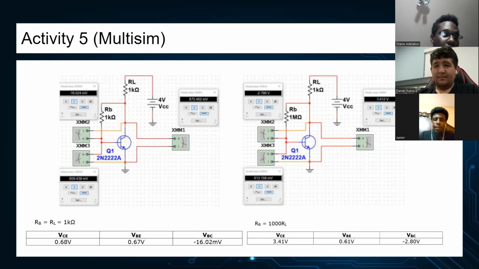And you can see that with the equation that we have at the bottom, we got RB equal to RL equal to 1K ohms, and the other side is RB equal to 1000 RL. And we have VCE equal to 0.68 V, VBE 0.67 V, VBC, as you can see, negative 16.02 mV. Basically, it's the same values that we have at the bottom as in the Multisim itself.